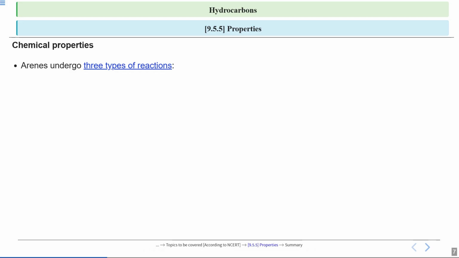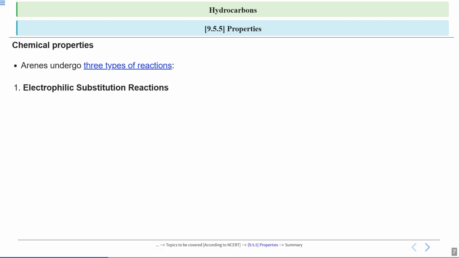So, arenes mainly undergo three types of reaction. It is important to remember that these reactions are different from those of alkanes and alkenes because of the special ability of the benzene ring. Let us look at each type in detail.